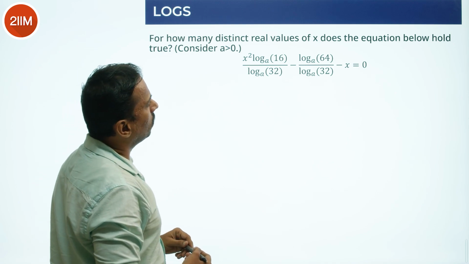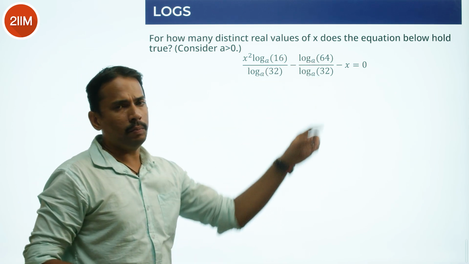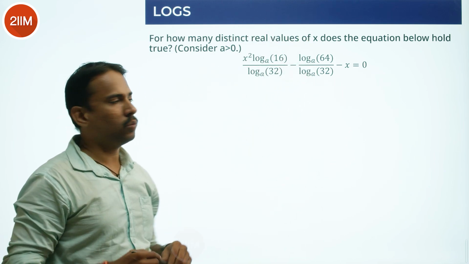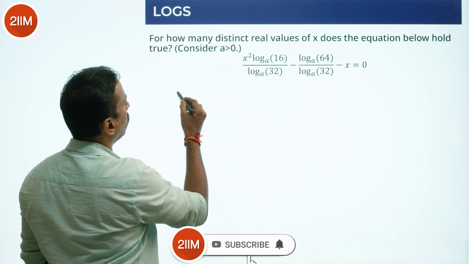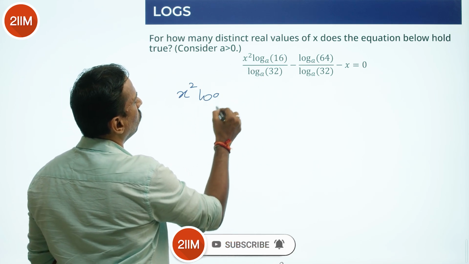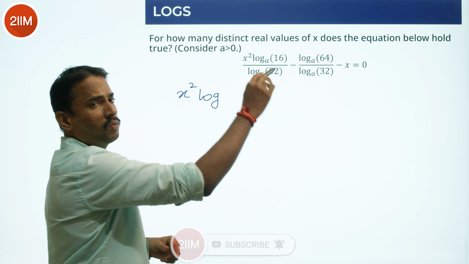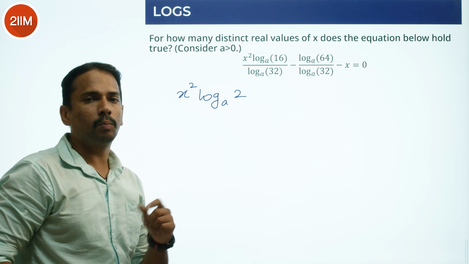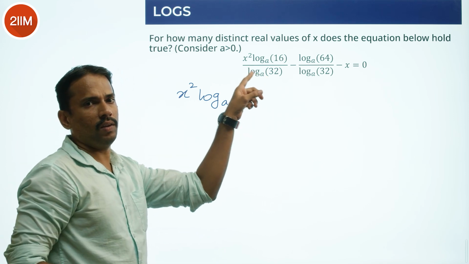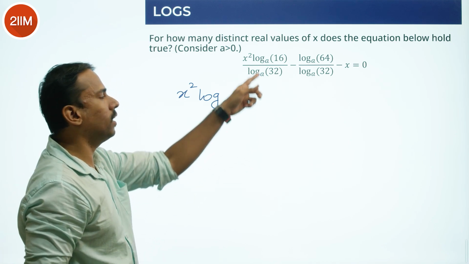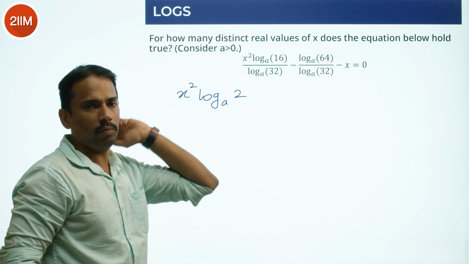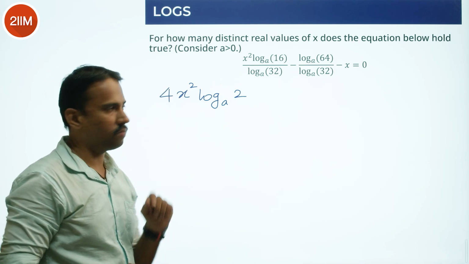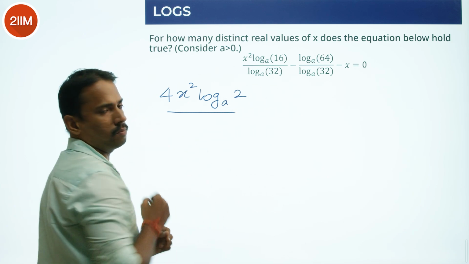First of all, we can see all these numbers are going to be powers of 2. We'll take that as an advantage and rewrite everything as powers of 2. So this is going to be x square log of 2 to the power 4, to the base a. We know the logarithmic property: when we have a power, we can take it to the front. So it's that number of times log of that number. So 4 I am bringing here. This becomes 4x square log 2 to the base a.